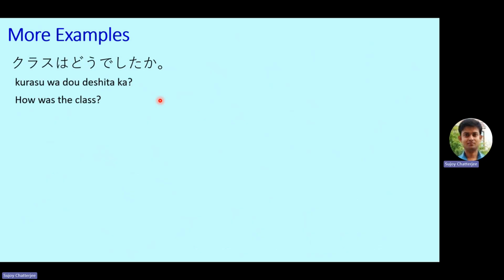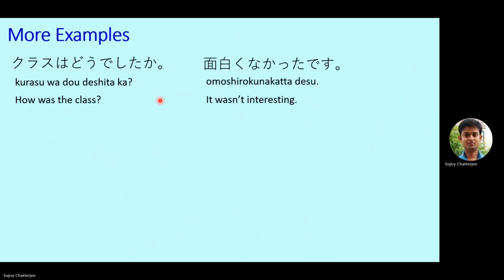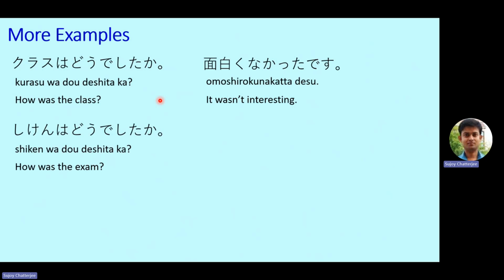Kurasu wa dou deshita ka? How was the class? Omoshirokunakatta desu. It wasn't interesting. Oh my god. So I hope the teacher is not listening. So how was the class? It was not interesting. Omoshirokunakatta desu. Shiken wa dou deshita ka? How was the exam? Shiken means exam. So how was the exam? Muzukashikatta desu. It was difficult. Oh. Muzukashikatta desu. The exam, the paper, was very difficult.